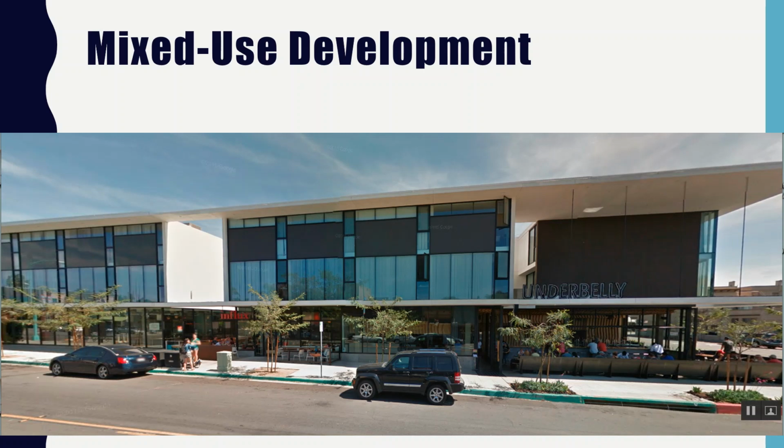This is an example in North Park, where they knocked down the former building that was there, where there were just a few businesses, and they put in this mixed-use development. They've got a coffee shop. There's a brewery there now, Underbelly, the ramen place, and then these are apartments up top. One of the issues with this is these are very expensive apartments in North Park.